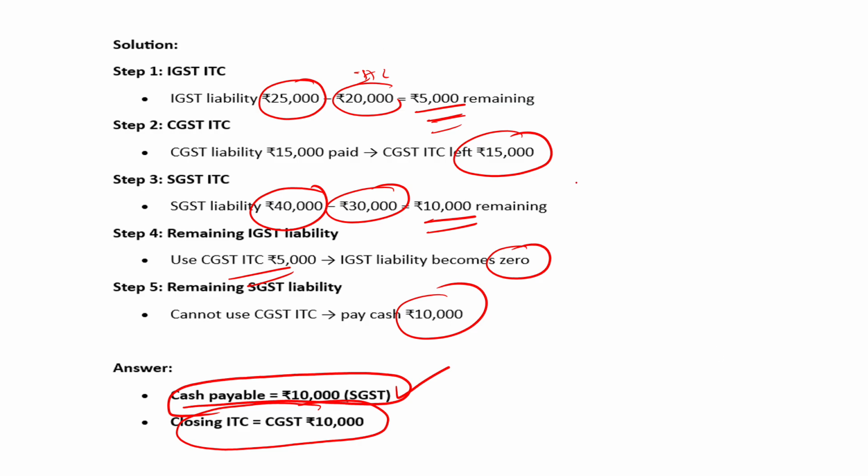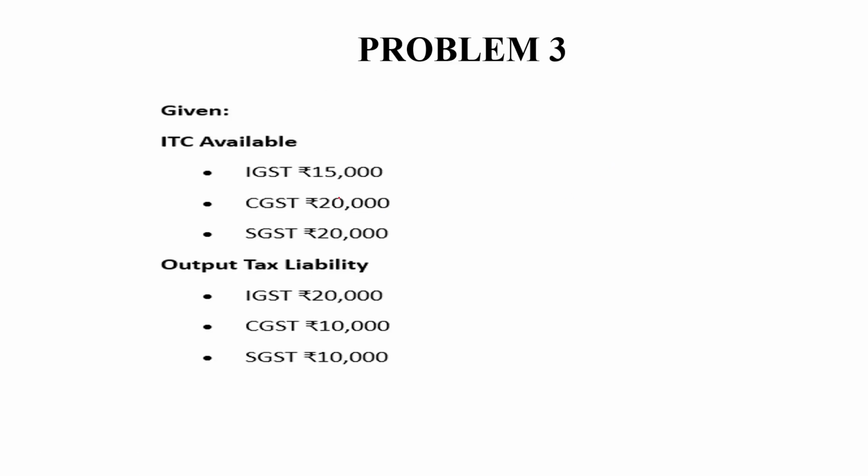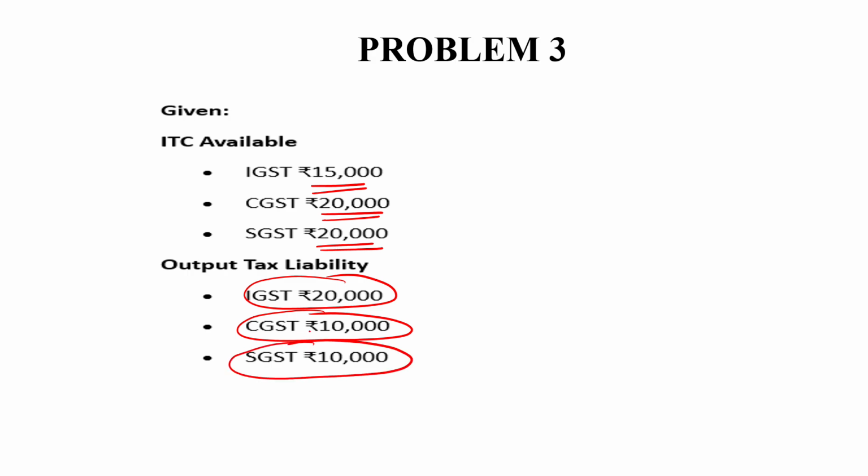Now next we will go to solve problem number 3. Again, a basic problem. In this we have IGST of 15,000 input tax, then CGST of input tax 20,000, SGST 20,000, and we have liability payable of 20,000 of IGST, 10,000 of CGST and 10,000 of SGST. We need to find out whether there is input tax or tax payable.